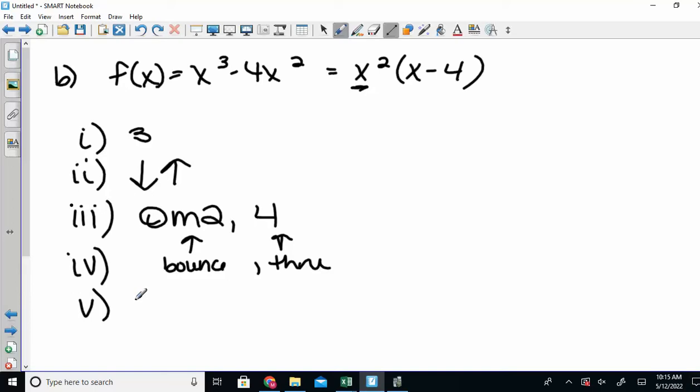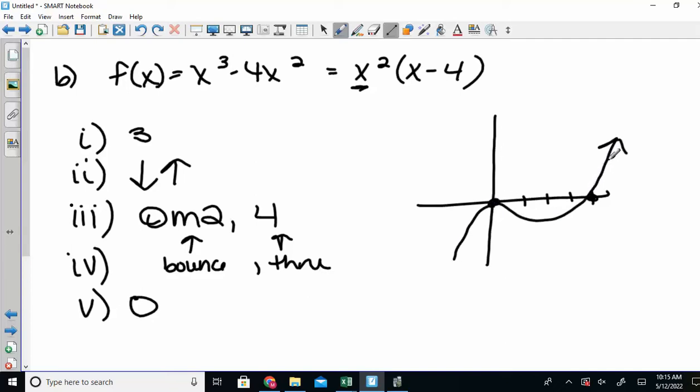Y-intercept, if you plug in 0 for all of your x's, what do you get? You get 0 times negative 4, which is 0. So let's put the x-axis at 0 and 4, y 0. Our graph starts down here. At 0 we bounce, 4 we go through. So it should look something like that.